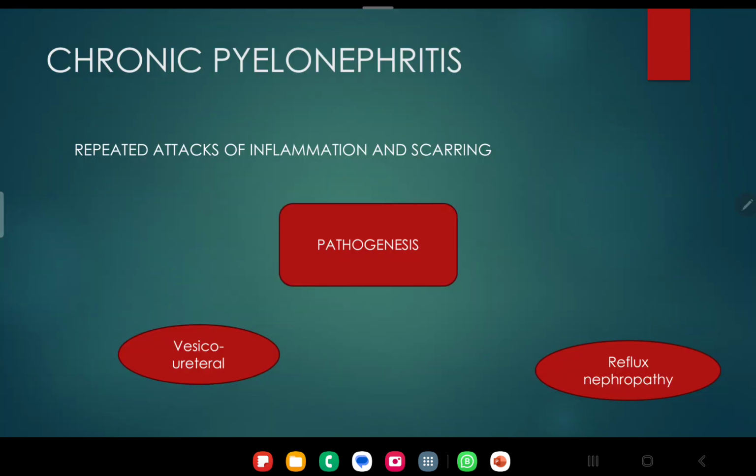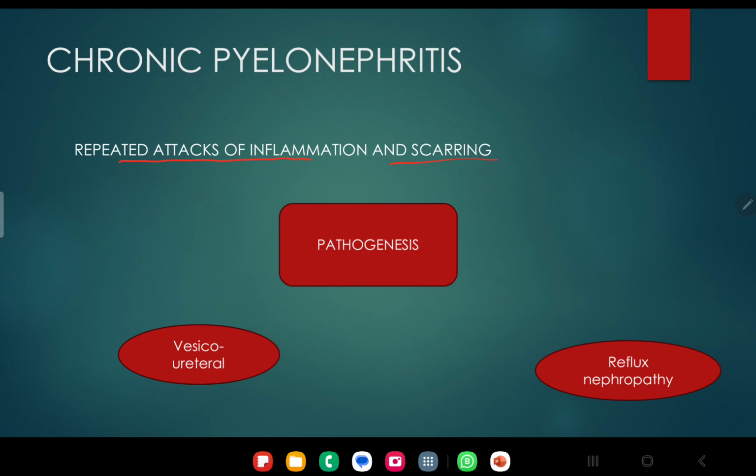Now, the next topic is chronic pyelonephritis. We know initially the patient is suffering from acute pyelonephritis due to contact with bacteria, and the main reason for pyelonephritis is urinary tract infection, mainly caused by bacteria. Pyelonephritis is the upper urinary tract infection, because lower urinary tract infection is called cystitis. So chronic pyelonephritis is the repeated attacks of inflammation and scarring of tissues.